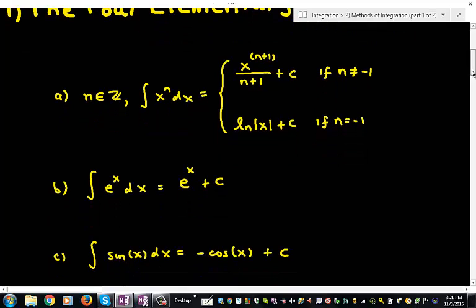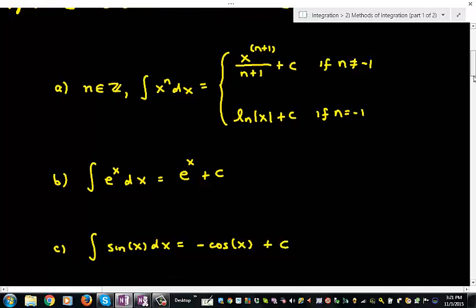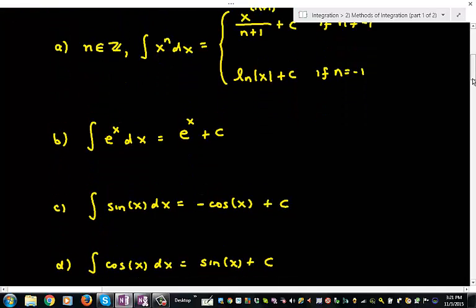The first integral is the integral of x to the n, where n is going to be an integer. The second is the integral of e to the x. And the last two are the integrals for sine and cosine respectively. We could derive these formulas, although I'm not going to, so we're going to think of them just as formulas for the time being.